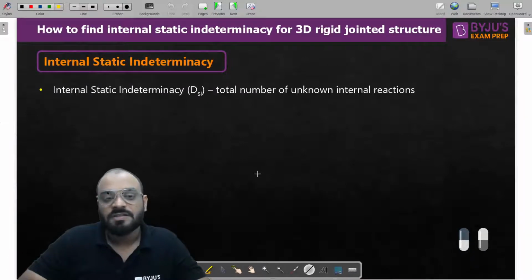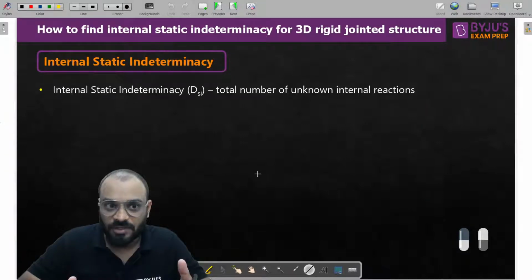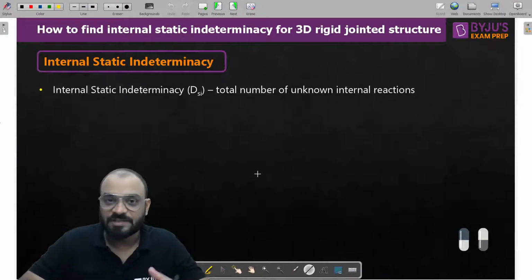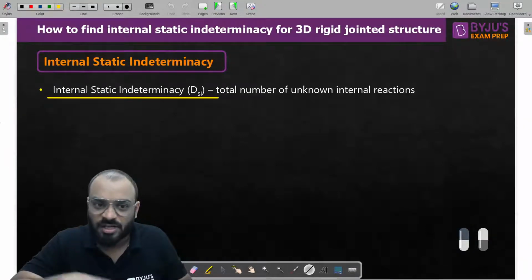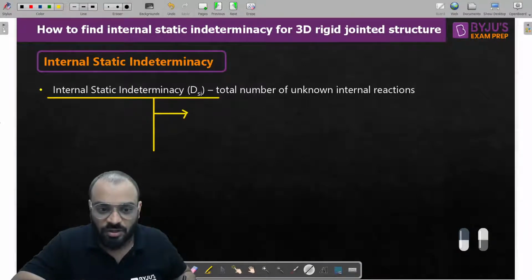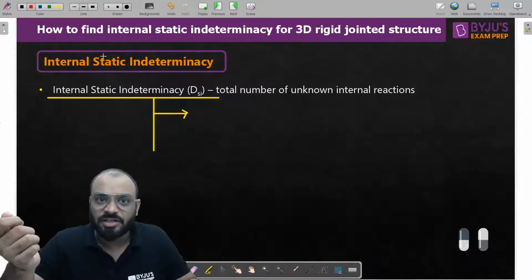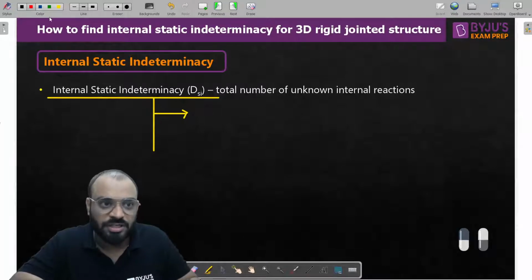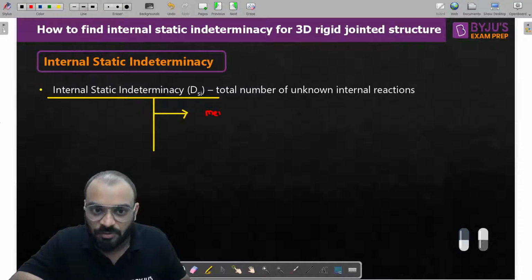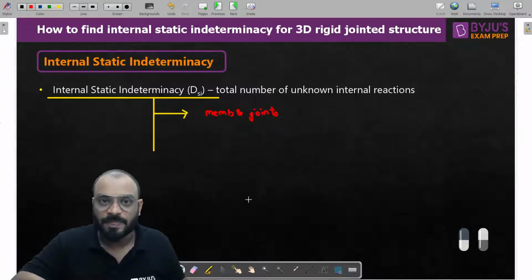Now the question is, sir, how can we find it out in case of a 3D rigid jointed structure? Please tell us. So listen guys, basically there are three methods, three approaches by which you can solve the problem. One is the simple member and joint method, or counting the members and joints. With the help of counting the members and joints, you are able to find out the value of DSI in a 3D rigid jointed structure.